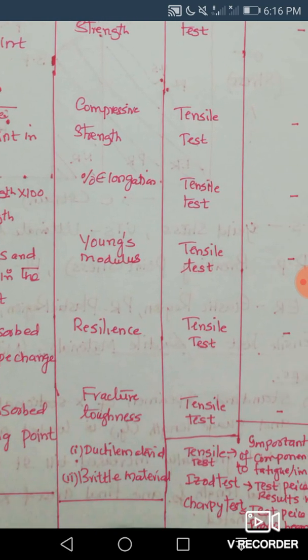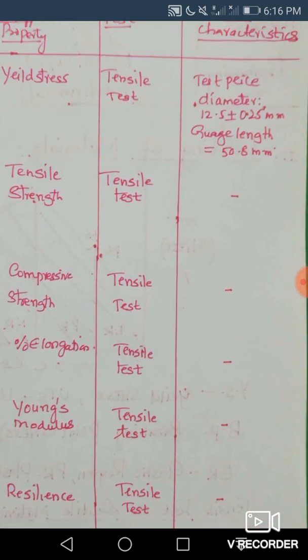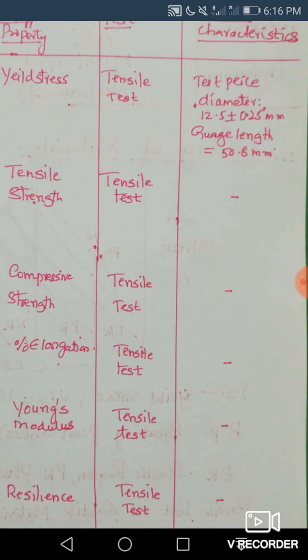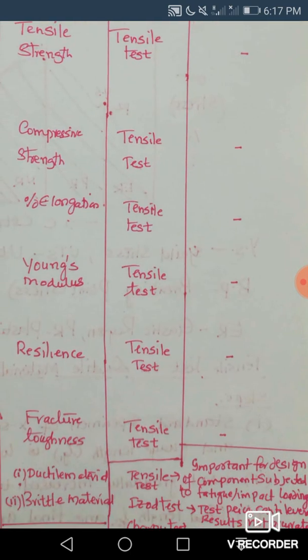You can see in the third column all are measured by the tensile test, but only the fracture toughness for brittle materials is measured by what are known as the Izod test and Charpy test, okay, in which a specimen is cut with a hammer falling from some height. So, if you see the tensile test, the important test characteristics are the test specimen. The test specimen diameter is 12.5 plus or minus 0.25 mm and gauge length is equal to 50.8 mm. So, please remember these values.